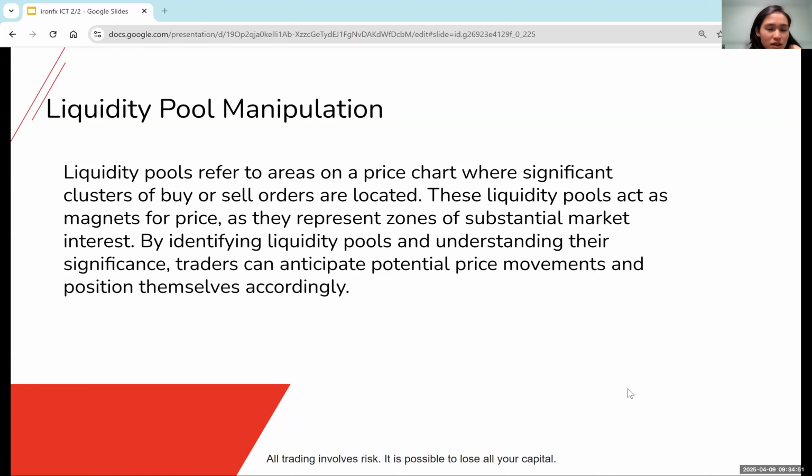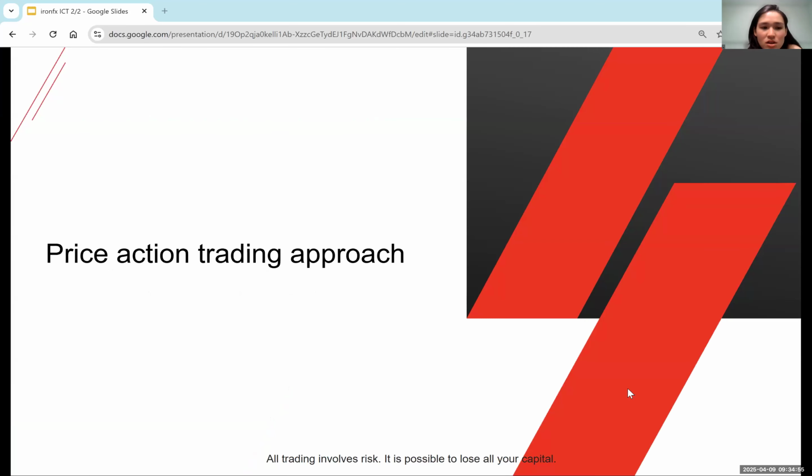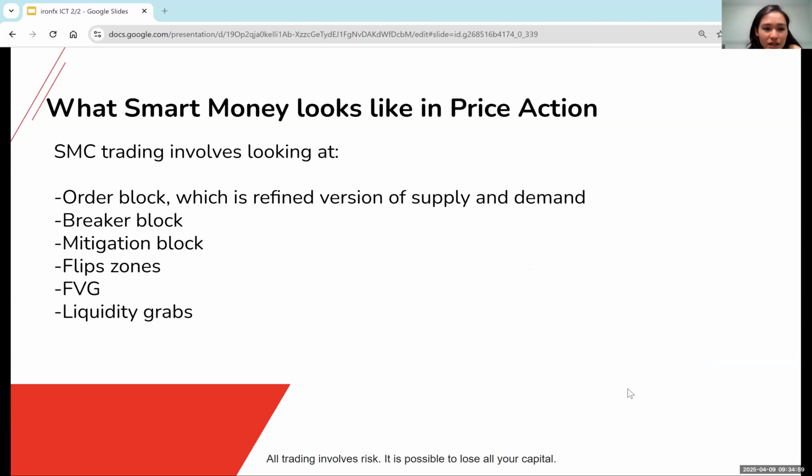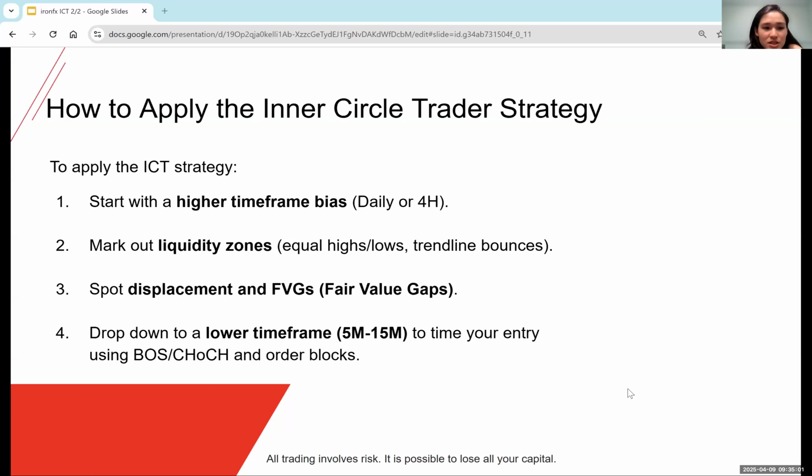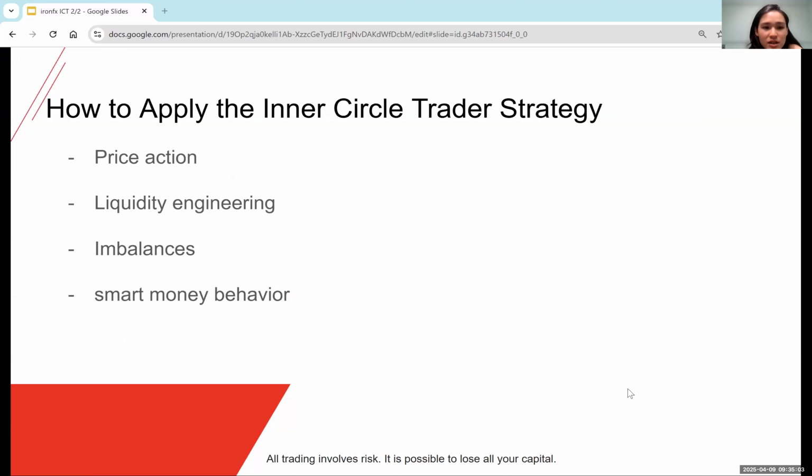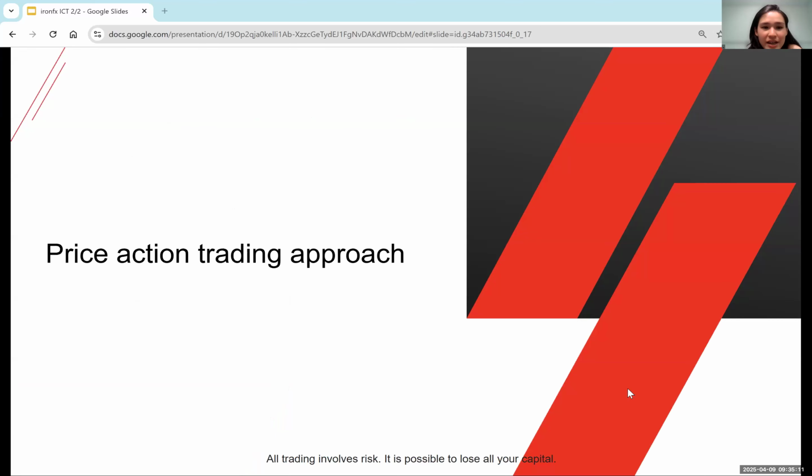Okay, so liquidity pool manipulation, I already talked about this. Now let's talk a bit about the price action side, which is a key concept in your ICT trading strategy or when you are applying it. So we'll talk about price action now. Any questions so far before we continue with price action?